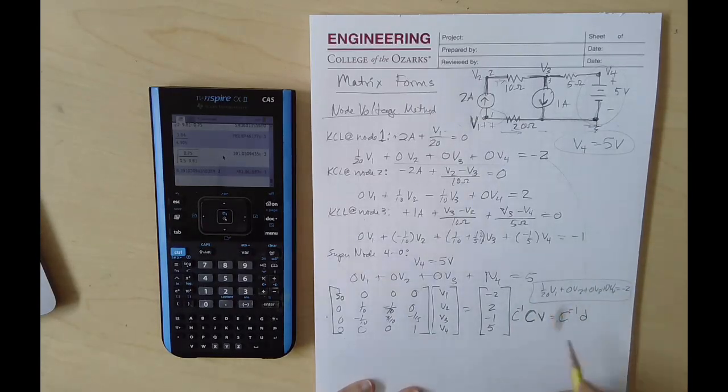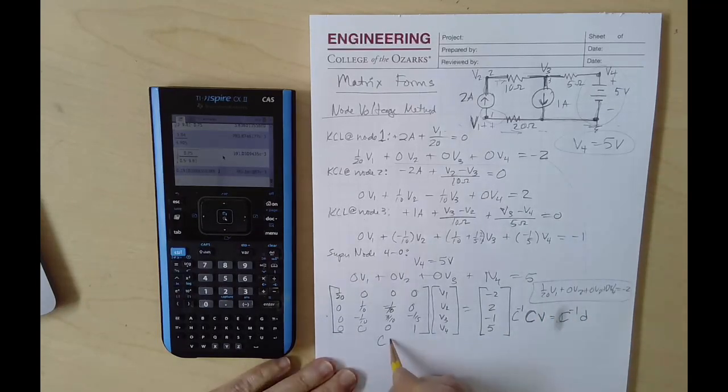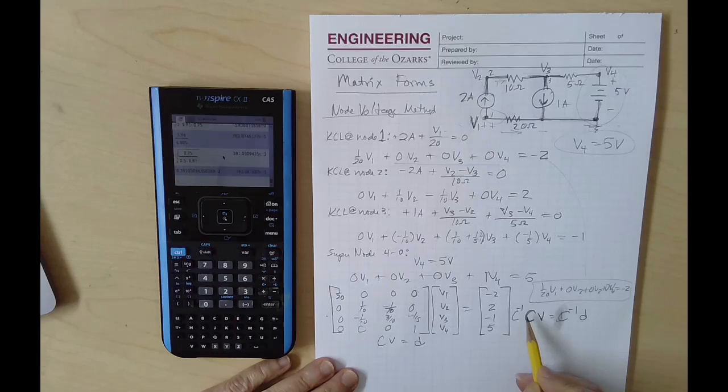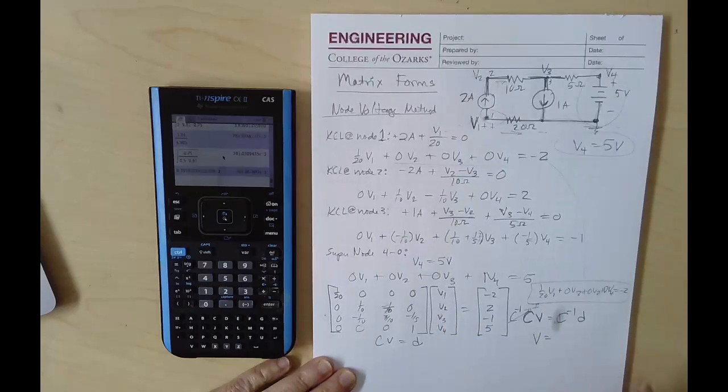Maybe I shouldn't have done that shorthand notation. Anyway, we start with C times V equals D, and we're going to multiply both sides by C inverse. C inverse times C is like C divided by C, it just becomes the identity matrix, like a 1. Anything multiplied by the identity matrix is just that thing left. So we're just going to have the voltage vector left, and that's going to be C inverse times D.